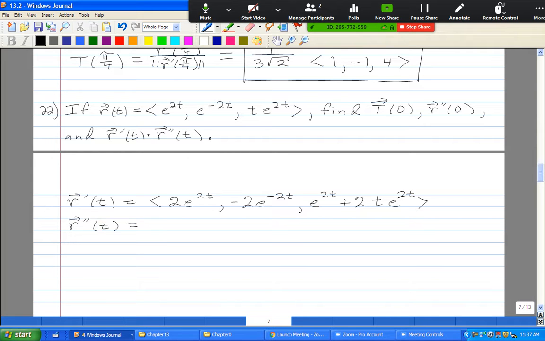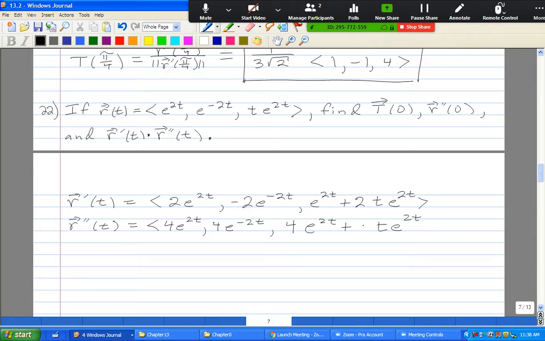So this is going to equal, bring down, so take the derivative, will be a 4e to the 2t. It'll be a 4e to the minus 2t. It will be 2e to the 2t. That's the derivative of the first one. Plus, I'll use the product rule for this. So the derivative of the first is going to be a 2e to the 2t. So that makes that a 4. Plus the first times the derivative of the second. So that's e to the 2t times 2. 2 times 2 is 4.